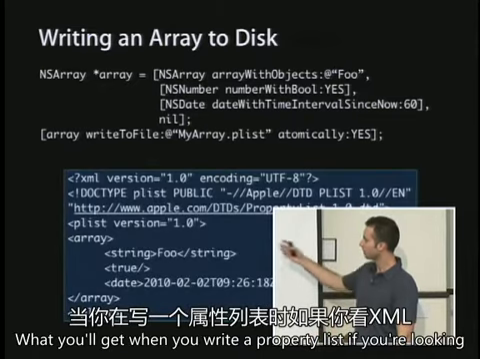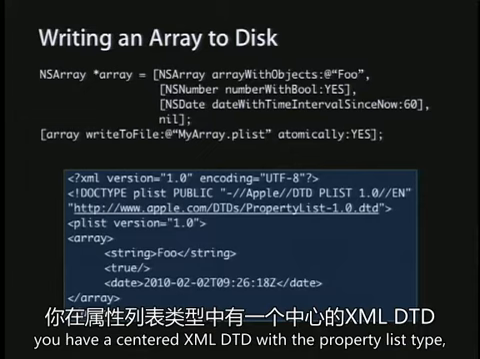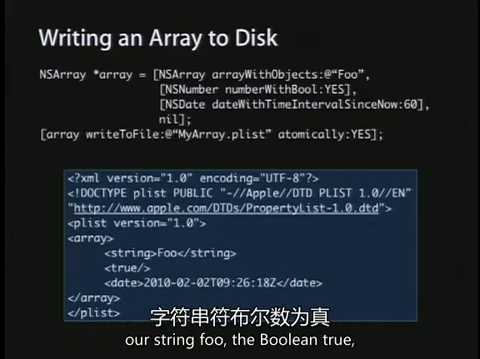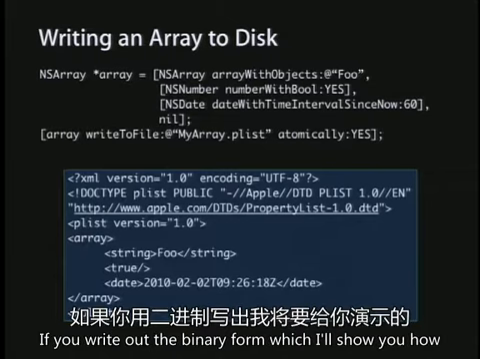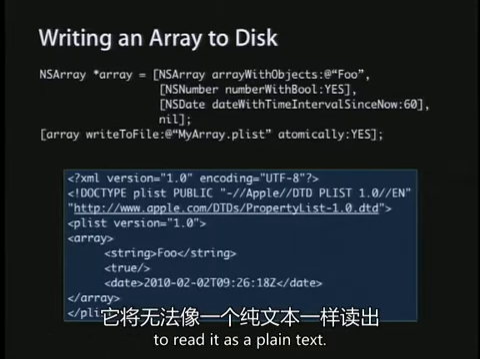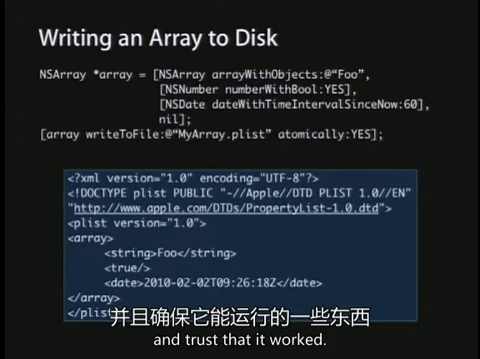And what you'll get when you write a property list, if you were looking at an XML, would be something like this. You have a standard XML DTD with the property list type, the property list schema, excuse me, and then the three objects, our string foo, the Boolean true, and the date that was 60 seconds from now. This is what the XML form looks like. If you were to write out the binary form, which I'll show you how to choose between in a second, you wouldn't be able to read it as plain text. So it's just something you'd have to encapsulate and trust that it worked.